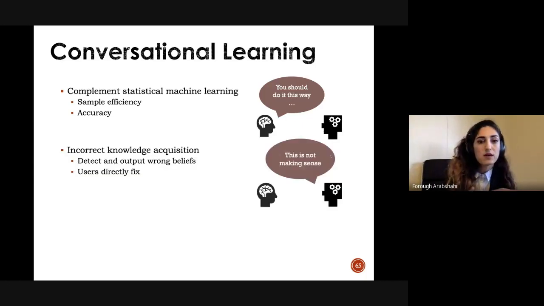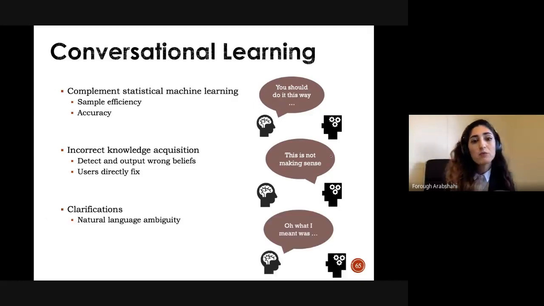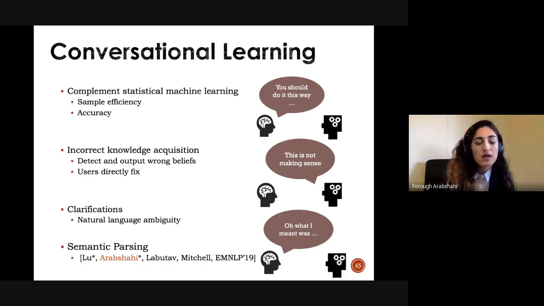And because in this type of conversational learning we are interacting with users, there is always the possibility of acquiring incorrect knowledge. So it's important for these models to be able to self-detect their wrong beliefs and output them so that users can directly fix them. Moreover, humans often rely on clarification dialogues to combat natural language ambiguity. I'm interested in seeing how clarification dialogues with computers can also allow them to overcome that. And of course, central to all of these problems is the problem of semantic parsing. And I'm interested in performing research in this direction.